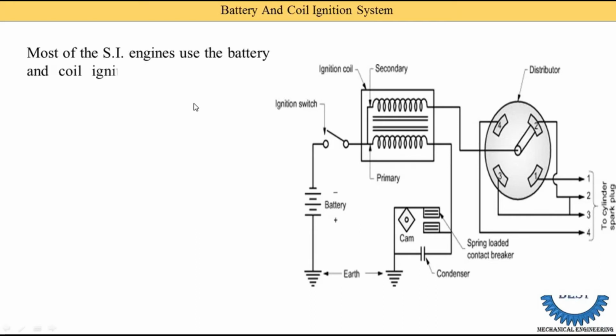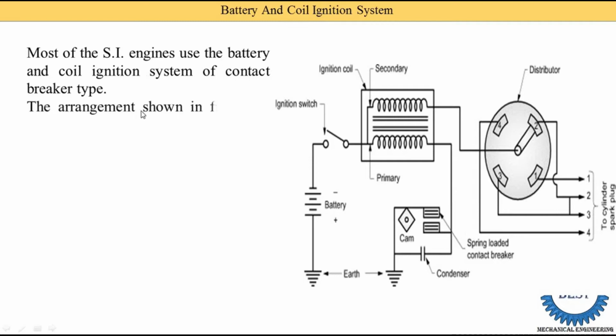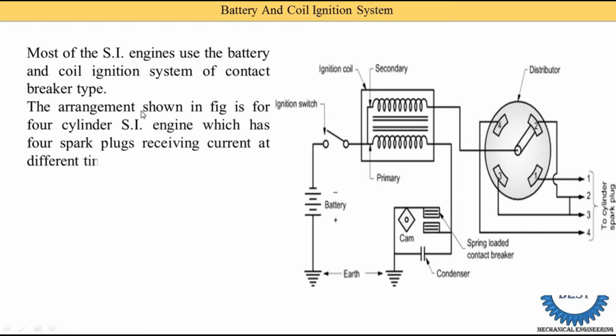Most of the IC engines use the battery and coil ignition system of contact breaker type. This is the battery and here is the clamp, and a spring loaded contact breaker is used. That's why it is called the contact breaker type. The arrangement shown in this figure is for a 4-cylinder SI engine which has 4 spark plugs receiving current at different times through the distributor. This system is used in SI engines, not in CI engines.